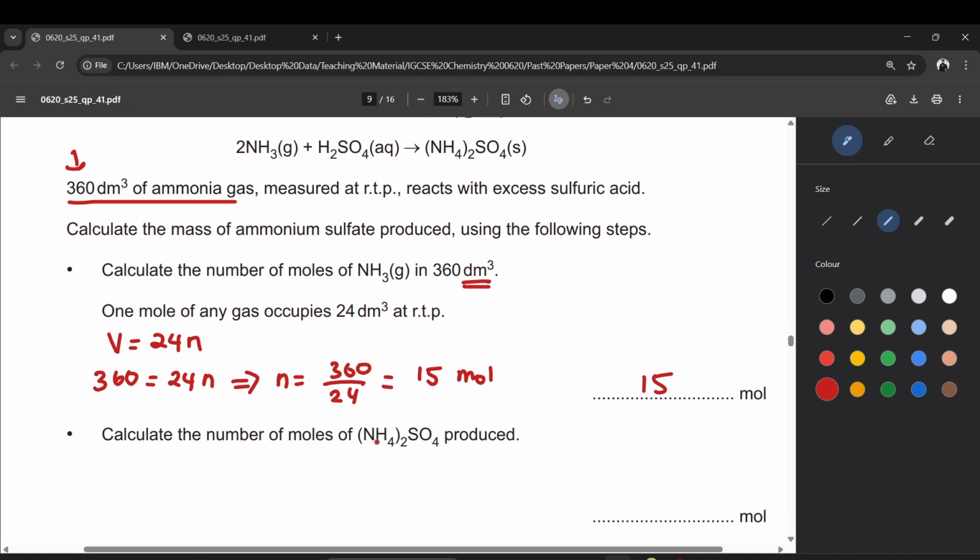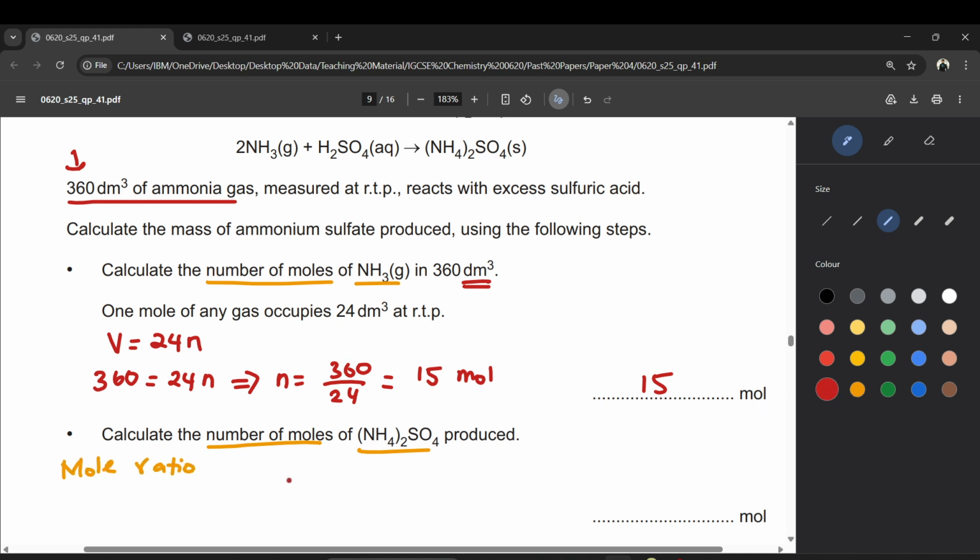Then calculate the number of moles of ammonium sulfate. Now, if the question has asked you to calculate moles in the previous part, and then immediately after that, it again asks you to calculate the number of moles, but of something else. Over here, it was ammonia. Over here, it is ammonium sulfate. Here we use a concept called mole ratio.